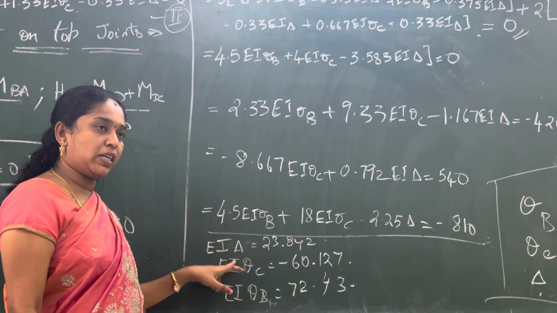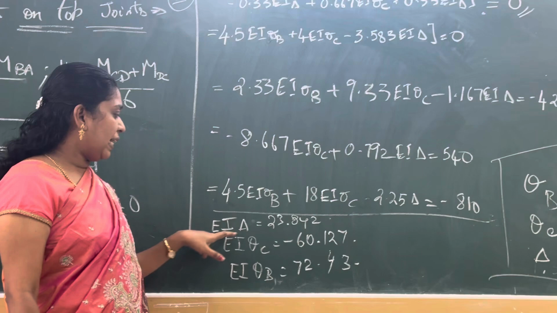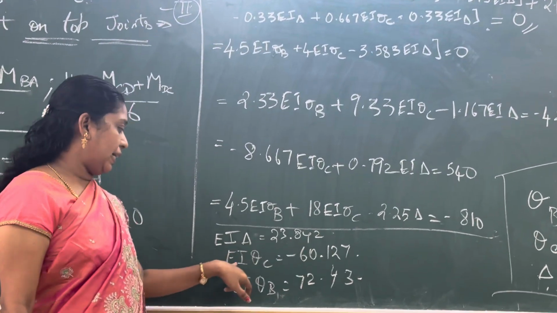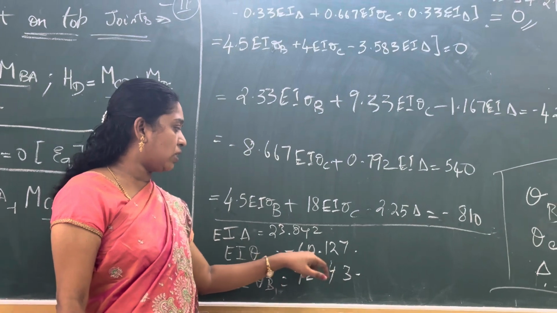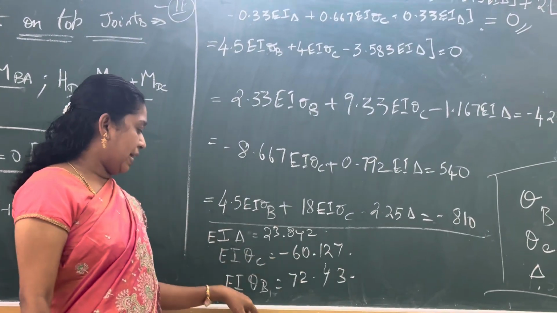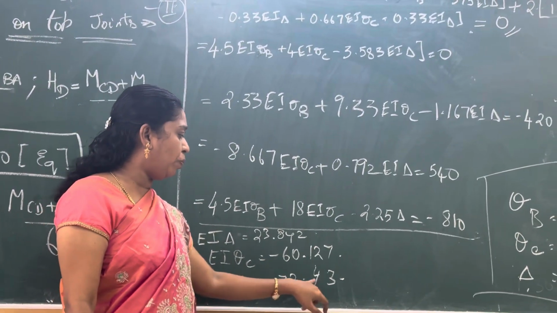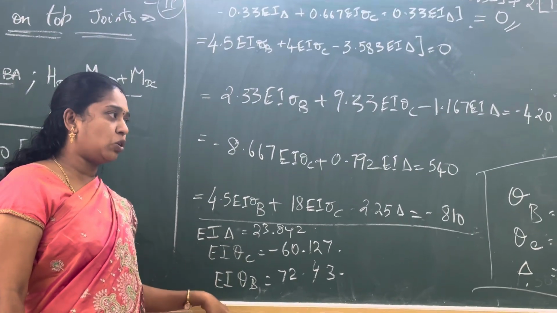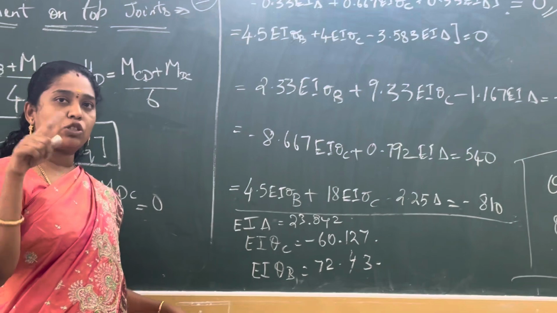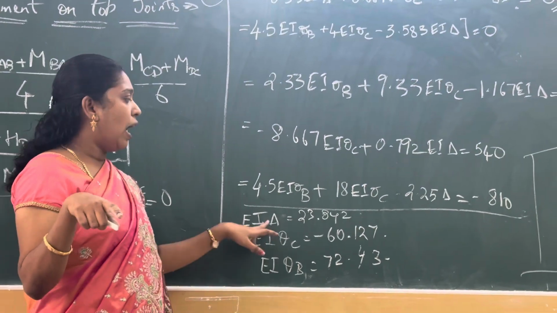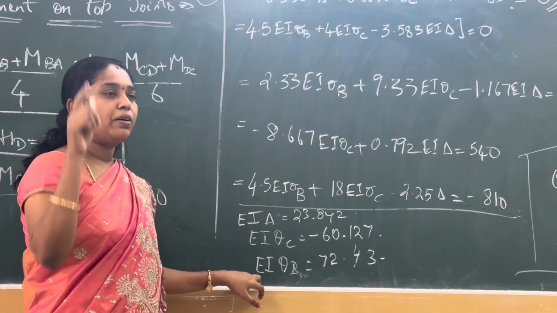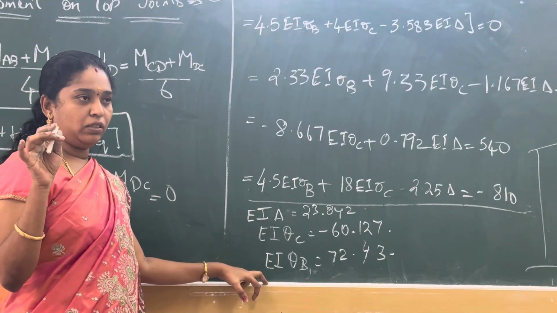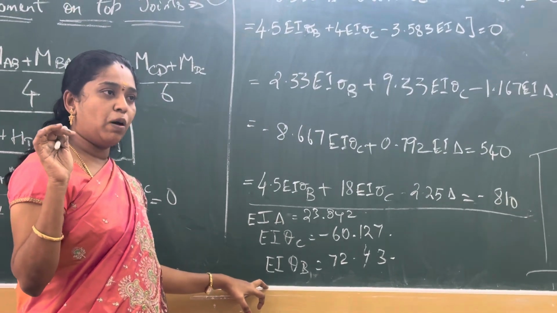Simplifying these equations, we are getting EI del as 23.842 and EI theta c as minus 60.127, EI theta b as 72.43. So now we need to substitute these three values in the fixed slope deflection equation and we have to find out the end moments for these 3 spans, 6 end moments.